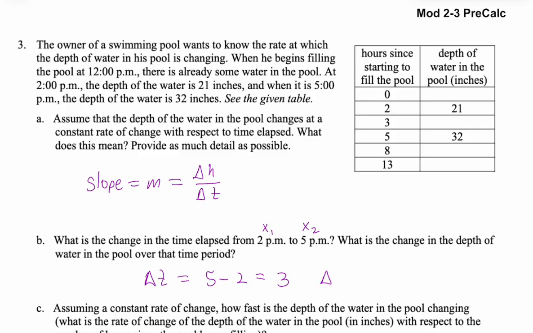So the change in the depth of the water in the pool over that time. So let's talk about the change in depth. We'll call it the change in height. Okay, so we know that this delta t we found to be 3. Now let's calculate the delta h. What is the height of the water at this particular time? Well, the ending was 32 because they're filling up the pool, minus 21, which is 11. And let's put our units on this. Okay, so this was hours, and this is inches.